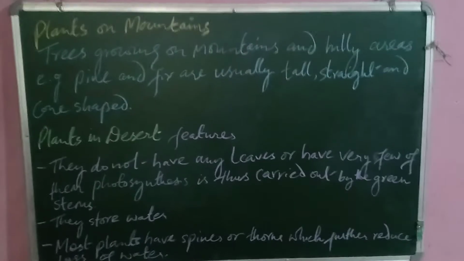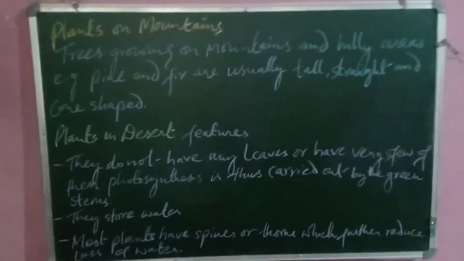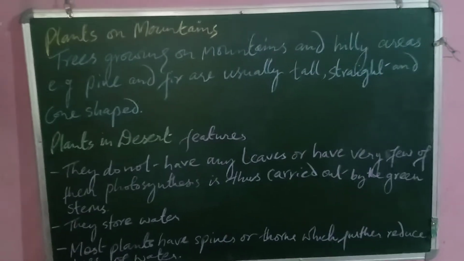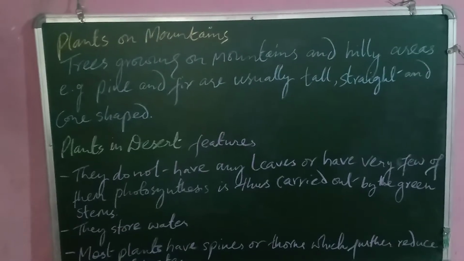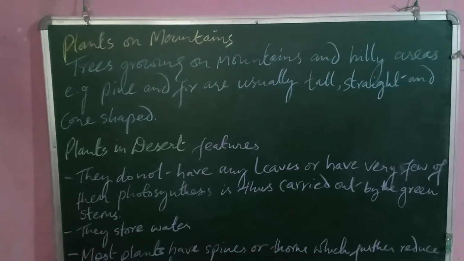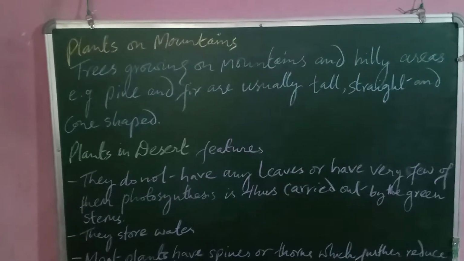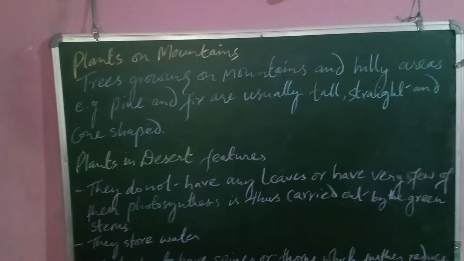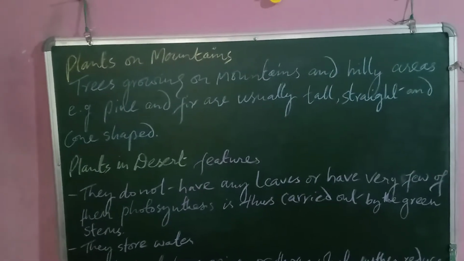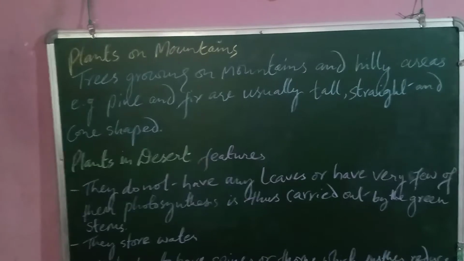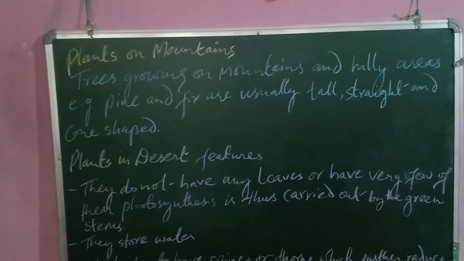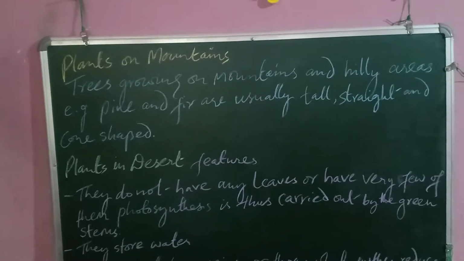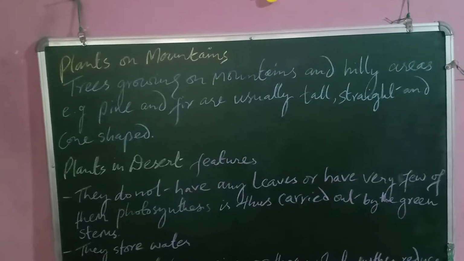Moving on. So the next category of plant that grows on the land is plants on mountains. Trees growing on mountains and hilly areas, for example pine and fir, are usually tall, straight, and cone shaped. These features allow the snow to easily slide off their branches. They are usually flowerless and have cones with their seeds inside them.